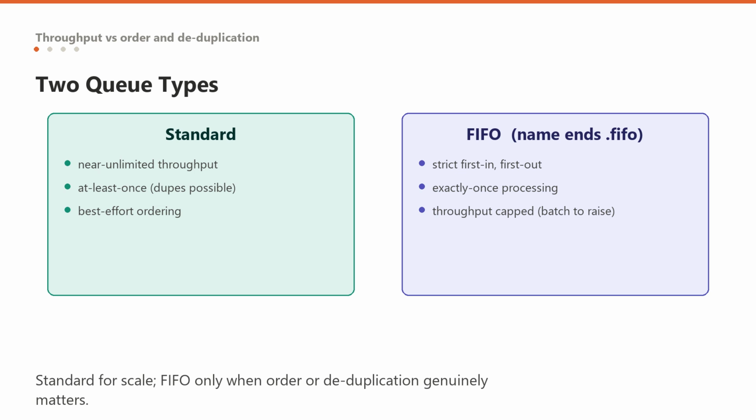A FIFO queue, whose name ends in .FIFO, flips that. It guarantees ordering, first in first out, and exactly once processing, so no duplicates. The cost is throughput. FIFO queues are capped, though batching raises the ceiling. The rule of thumb to say in an interview: use standard by default for maximum scale, and reach for FIFO only when order or deduplication genuinely matters, like financial transactions.